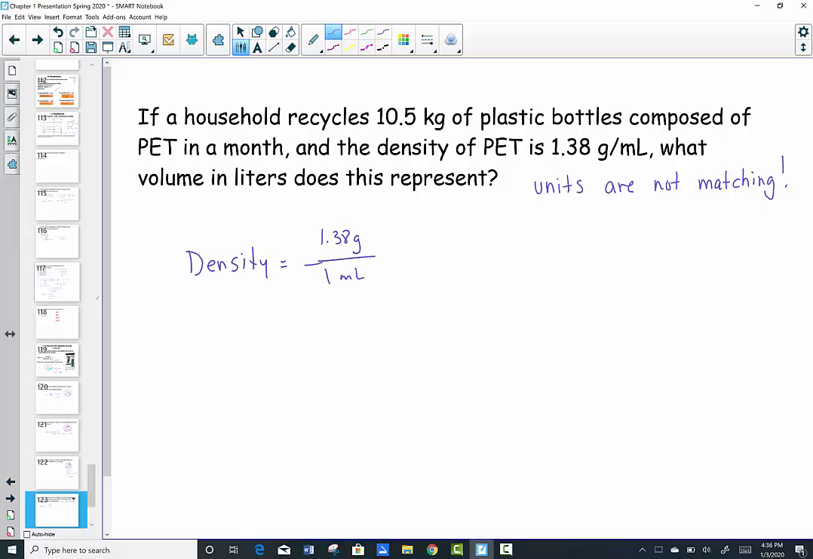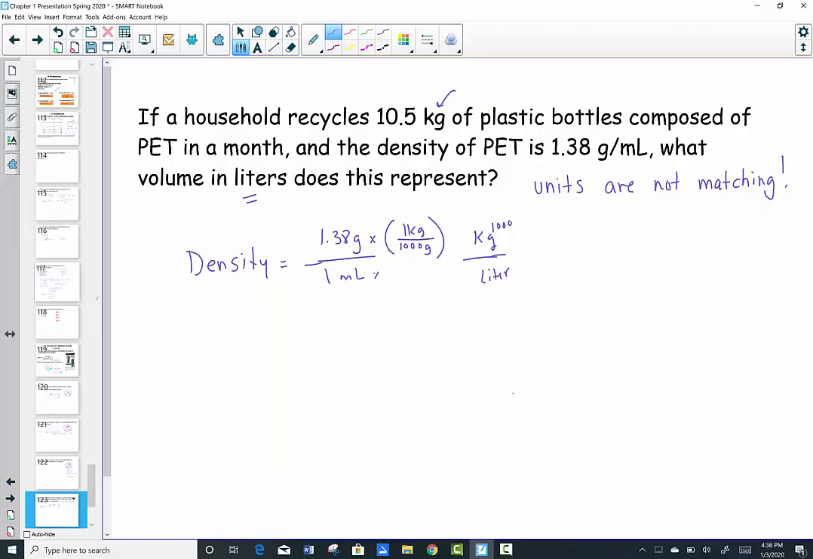So grams per mil. But they gave us kilograms for the mass, and they gave us a unit that we wanted, liters. So we have to convert this into kilograms per liter in order to come up with the correct ratio. This is easy enough. I just wanted to point out that the units aren't matching. I know that there are 1,000 grams in every kilogram. Remember how kilo means 1,000?